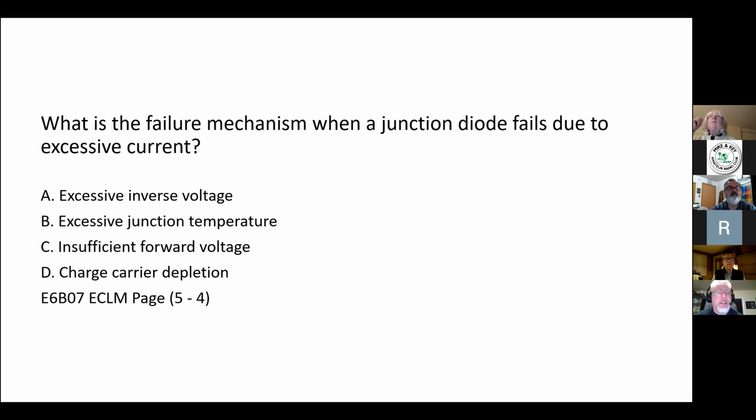What is the failure mechanism when a junction diode fails due to excessive current? A, excessive inverse voltage, B, excessive junction temperature, C, insufficient forward voltage, or D, charge carrier depletion? Bravo. Bravo is correct, excessive junction temperature.